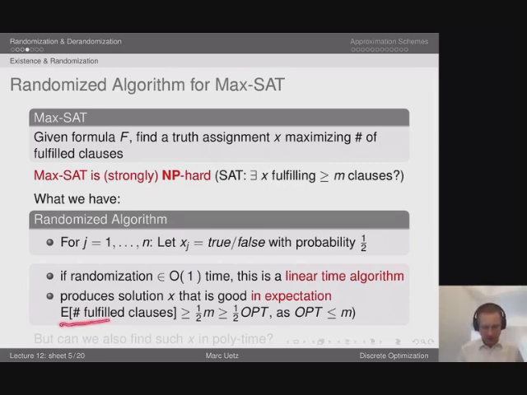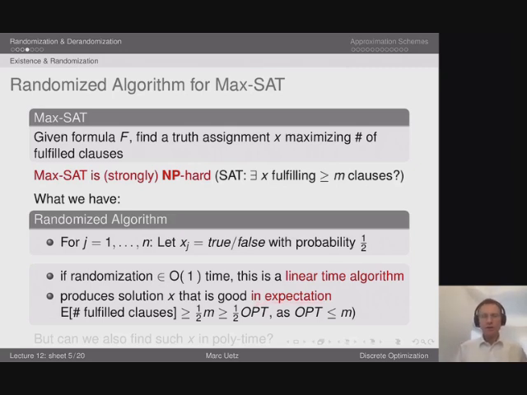So the expected number of fulfilled clauses for this x is at least 1/2 times the total number of clauses in the instance. And of course, the total number of clauses, that's the maximum we could achieve anyhow. So the maximum number of fulfilled clauses in an optimum solution cannot be more than m, obviously. So we have a 1/2 approximation, but only in expectation. So is that any good?